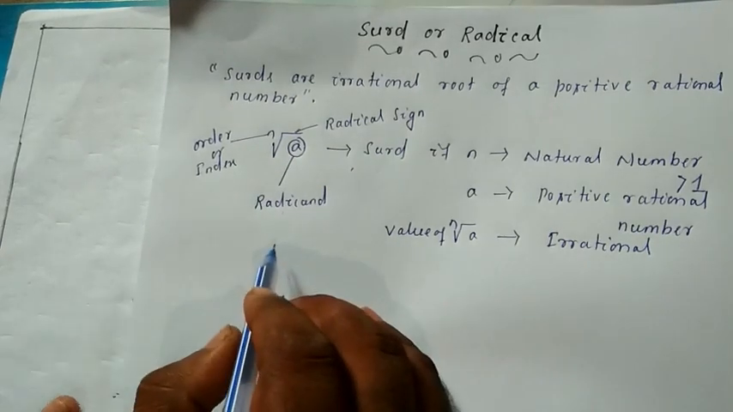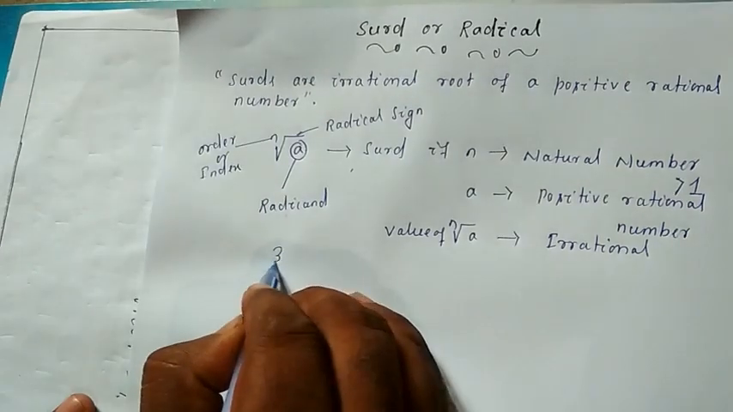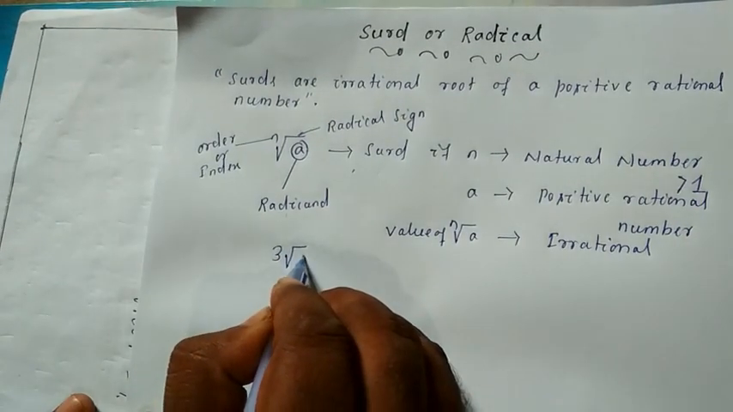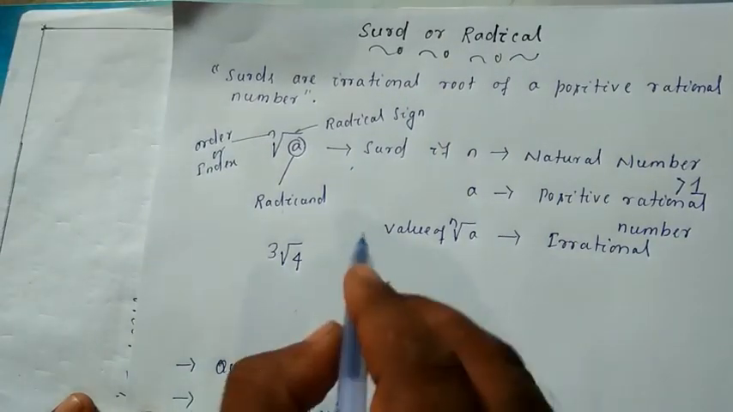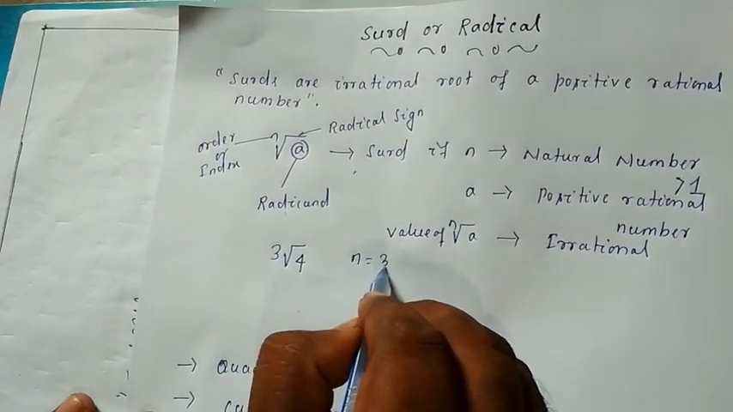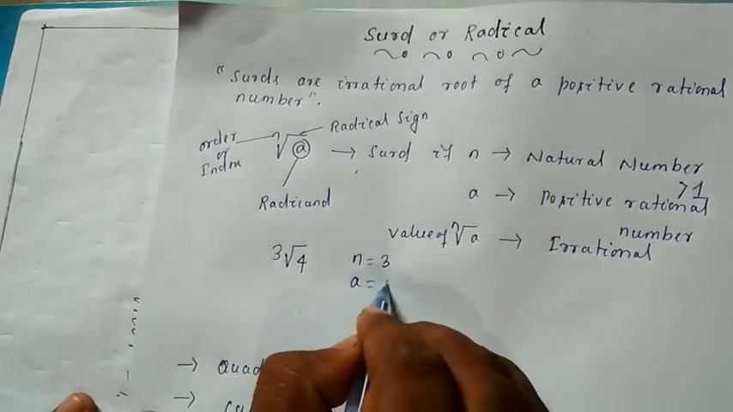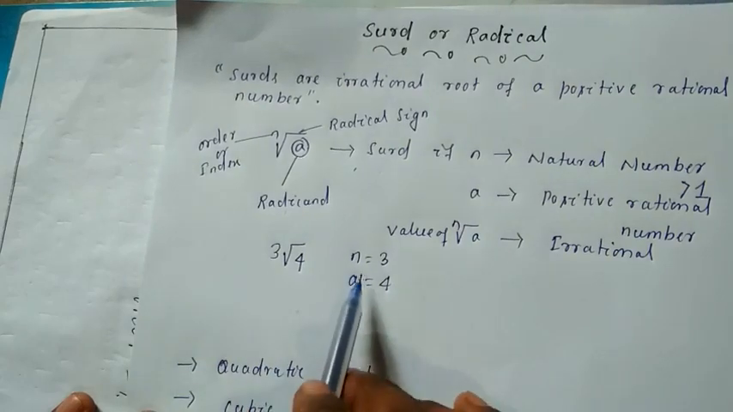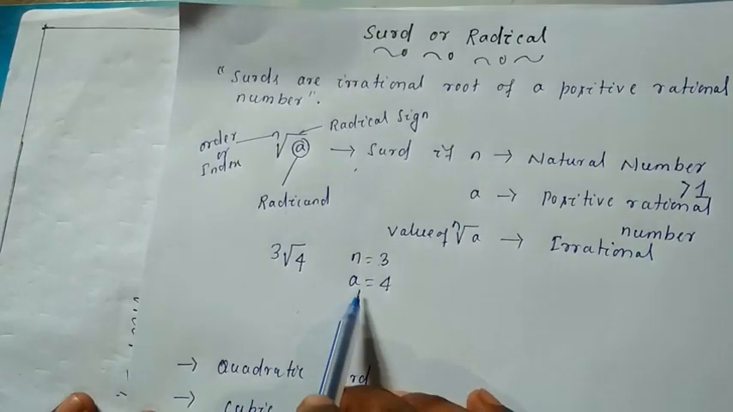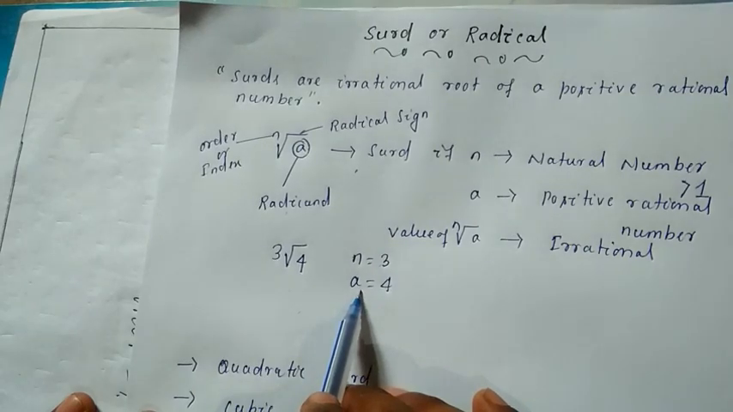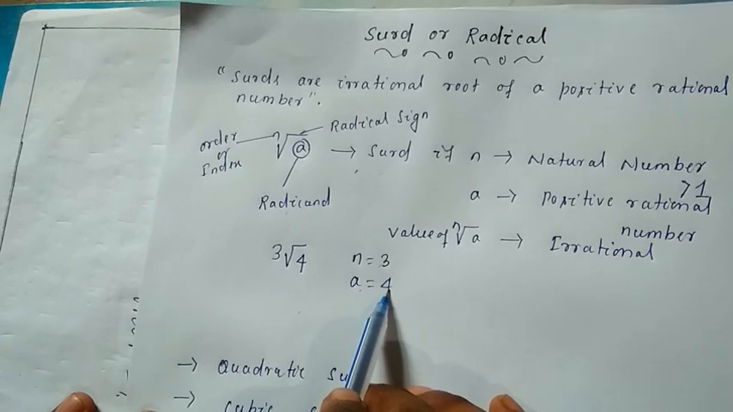I will take an example. Suppose cube root of 4. Here n is equal to 3, order is equal to 3, and radicand is equal to 4. This is a natural number greater than 1. First condition satisfied. The radicand should be a positive rational number. a is equal to 4. It also satisfies the second condition.